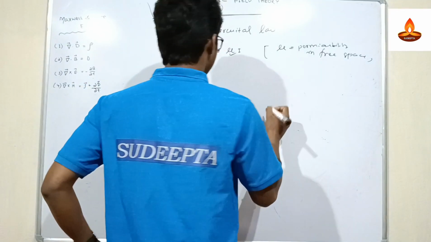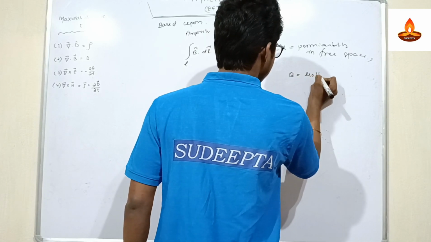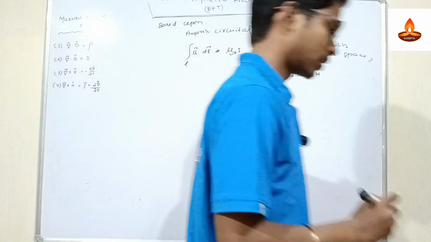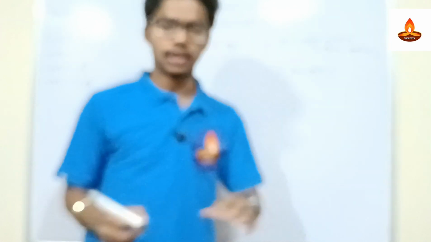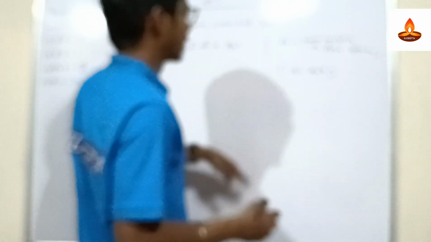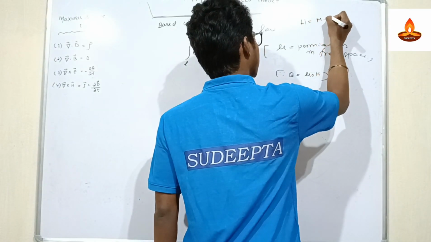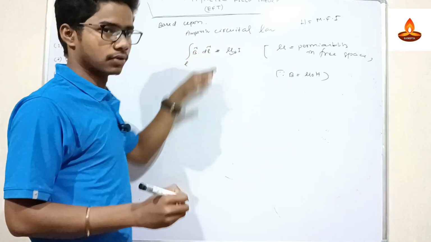So B is equal to mu naught H, and this is also mu naught. From that derivation, actually B is equal to mu naught H. B is the magnetic field and H is the magnetic field intensity.